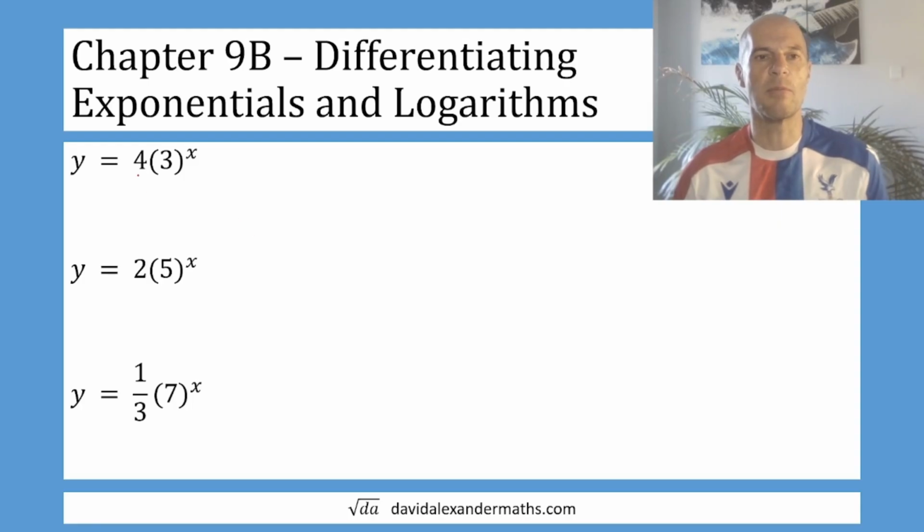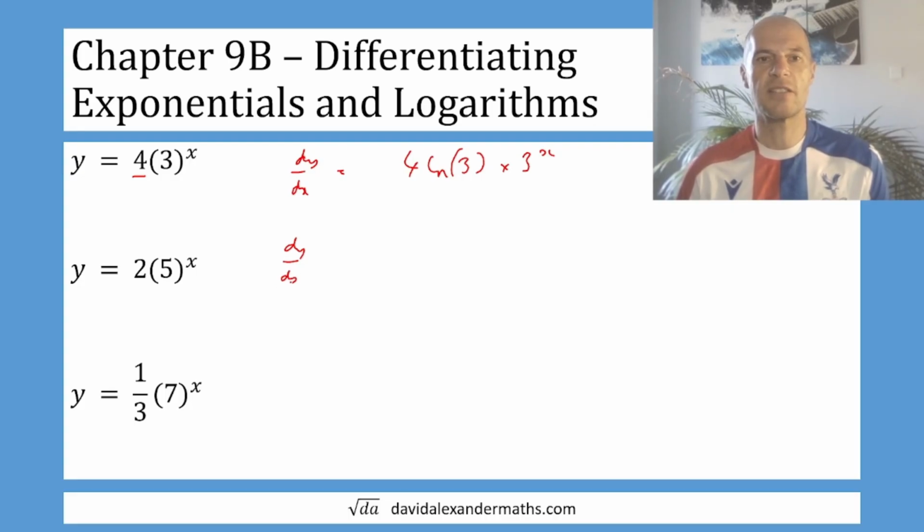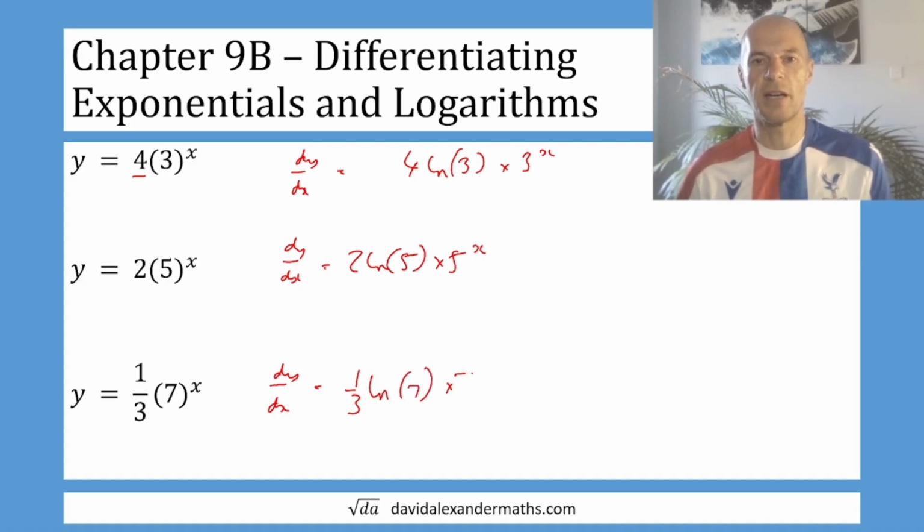Okay, now sometimes it can seem a bit more confusing when there's a number in front of it, but just think, what is 3 to the power of x when you differentiate it? Well, dy by dx would be ln 3 multiplied by 3 to the power of x, but it's just 4 lots of that, so it's just 4 times ln 3, or just 4 ln 3 times 3 to the power of x. So if y is 2 multiplied by 5 to the power of x, then dy by dx is 2 ln 5 multiplied by 5 to the power of x. And if y is a third times 7 to the power of x, then dy by dx is 1/3 multiplied by the ln of 7 multiplied by 7 to the power of x.